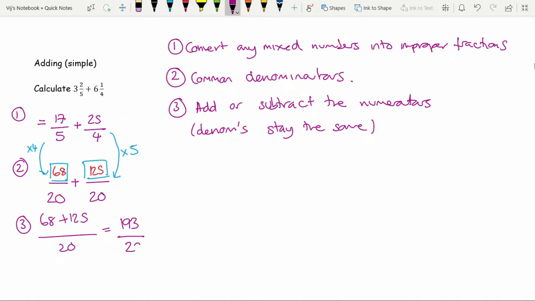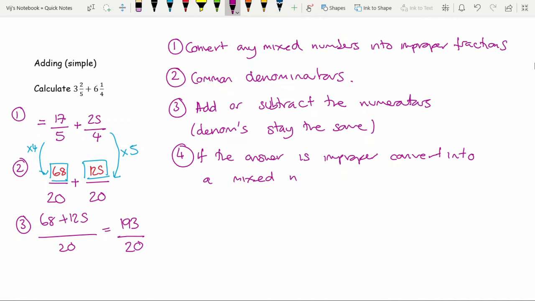And that's over 20. And then the fourth step, because this is mixed numbers, if you end up with an improper fraction, so if the answer is improper, convert into a mixed number.